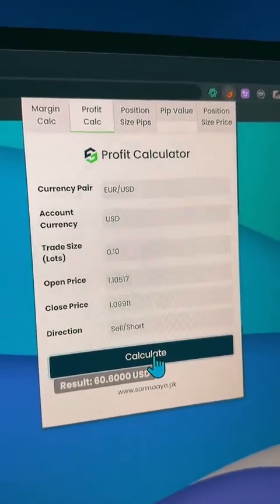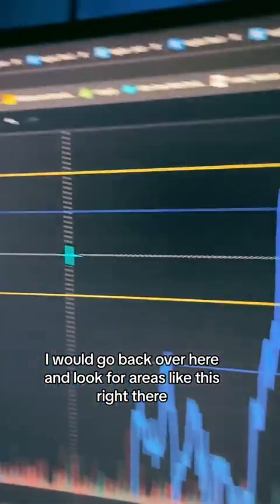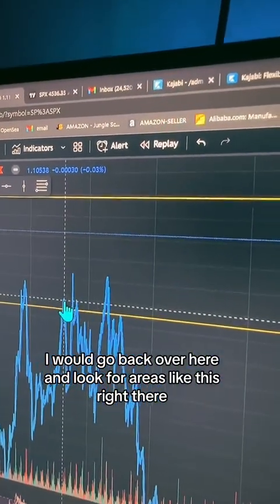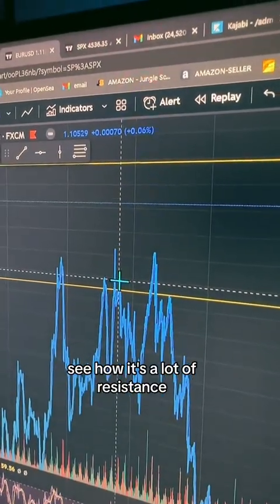Hit calculate. There you go. I know what you're saying. That's cool, but where'd you put your stop loss? I would go back over here and look for areas like this. Right there. See that level right there? See how it's a lot of resistance?